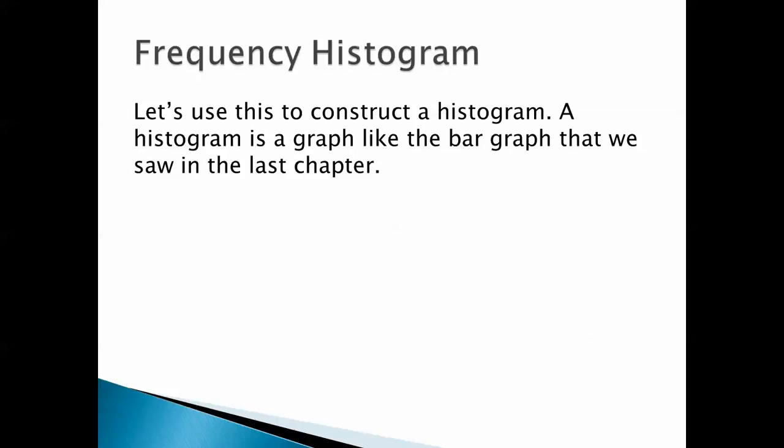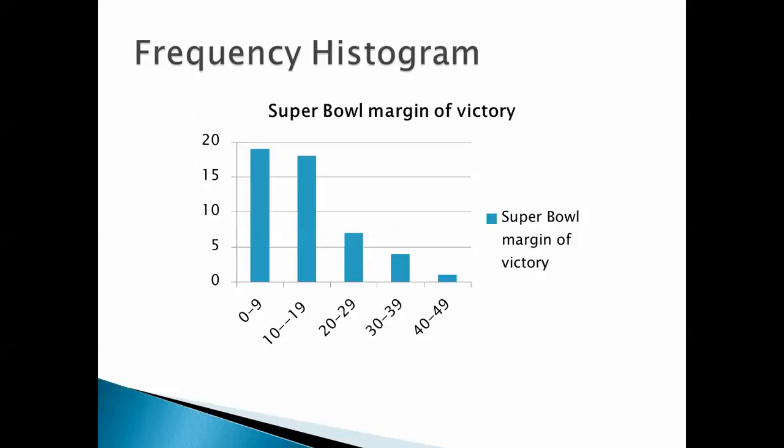Let's use this to construct a histogram. Now, a histogram is a graph like the bar graph that we saw in the last chapter. And here's what we have. Notice the histogram, this is the 0 to 9. This is the 10 to 19. This is the 20 to 29, 30 to 39. And then there was only 1 Super Bowl that had 40 to 49 as a margin of victory.